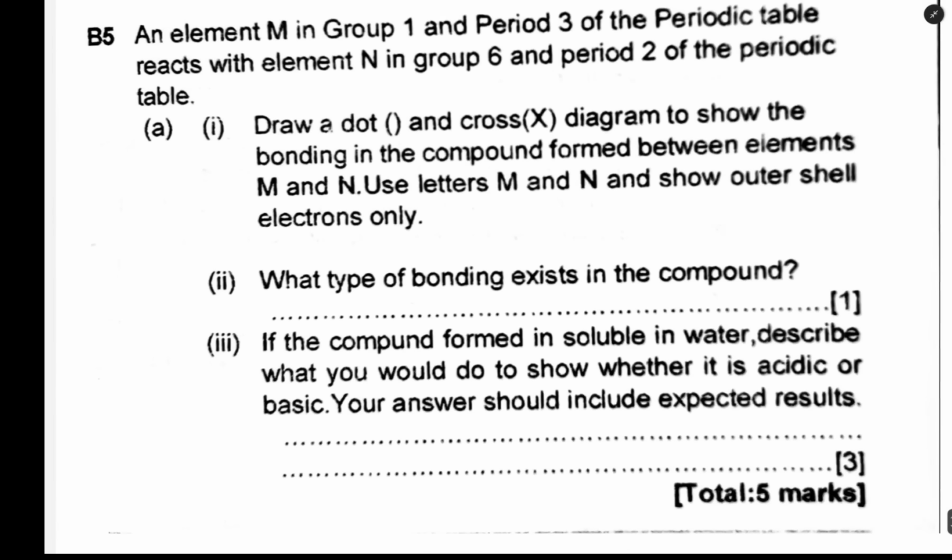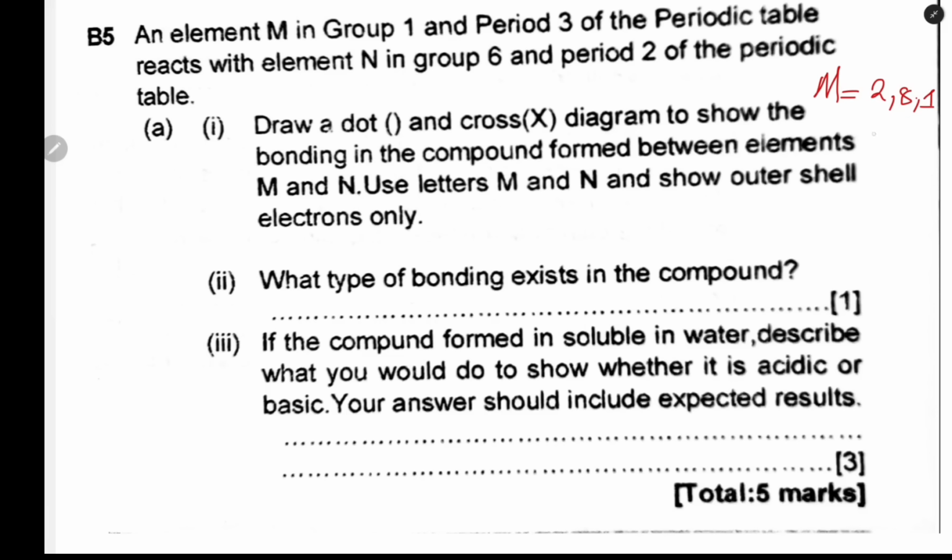Okay, here is another question. An element M is in group 1 and period 3. So element M is in group 1. Now group 1 means that it has 1 electron in the outermost shell. That is in terms of groups. But period 3 means it has 3 shells. So the electron configuration is 2, 8 and 1. That is what it means.